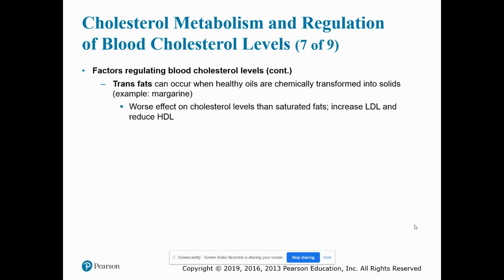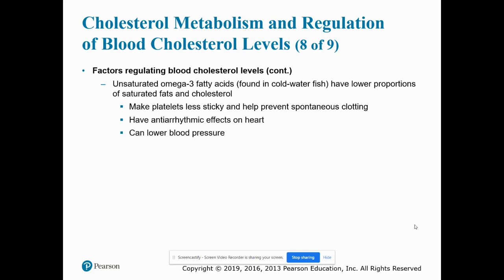Trans fats are made when healthy fats are chemically transformed into solids like margarine. These have a worse effect on cholesterol levels than saturated fats. They increase LDL and reduce HDL. Unsaturated omega-3 fatty acids that are found in cold water fish have lower proportions of saturated fats and cholesterol, and they're known as the good fats. They help make platelets less sticky and help prevent spontaneous clotting. They have antiarrhythmic effects on the heart, and they can lower blood pressure.